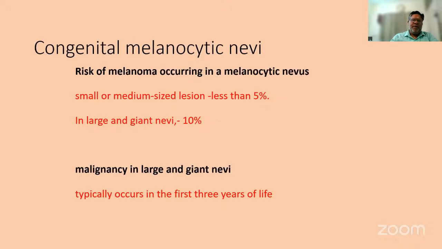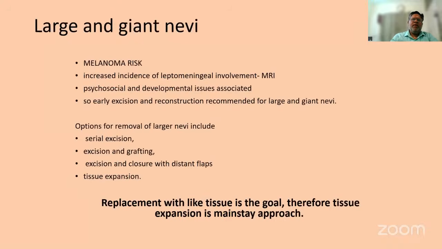This classification is very important because the risk of melanoma in melanocytic nevi in case of small or medium sized lesions is less than 5%. In cases of large and giant nevi it is 10%. And malignancies in large and giant nevi typically occur in the first 3 years of life. Along with the melanoma risk, there is also leptomeningeal involvement, which can be found in MRI. There are developmental disorders for the patient, and early excision and reconstruction is recommended for large and giant nevi.